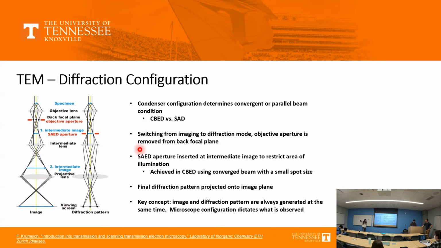In order to switch between these modes on the microscope, all you really end up doing is swapping out an objective aperture and inserting an area diffraction aperture, as well as configuring the projector lens to change what's actually getting sent to your image plane. So it doesn't take much, and that's what allows you to rapidly switch between image and diffraction mode in a TEM.